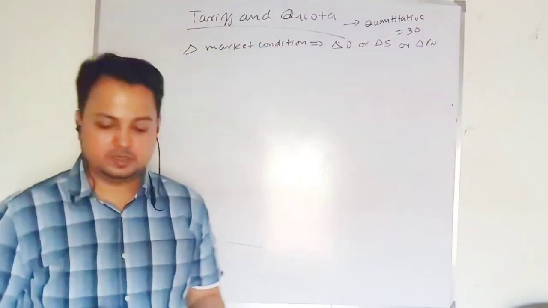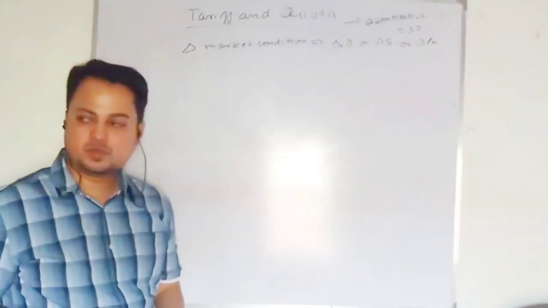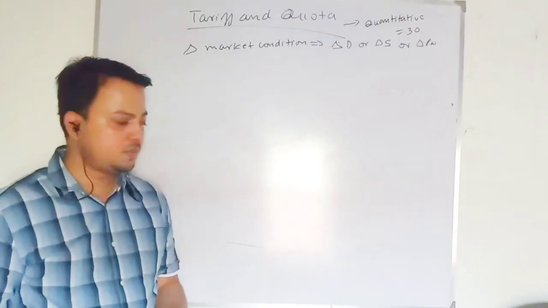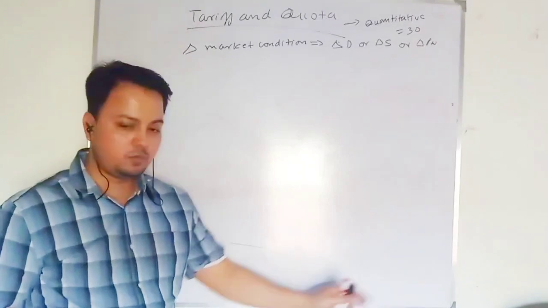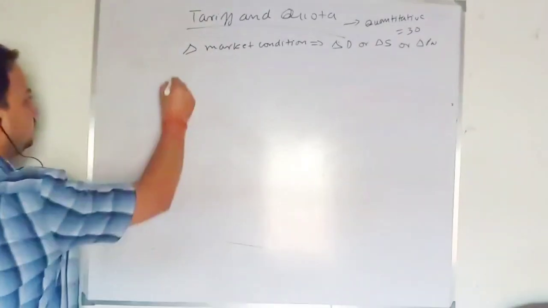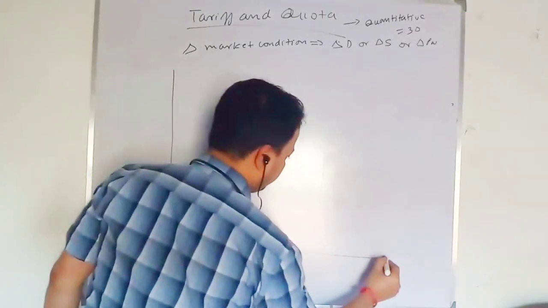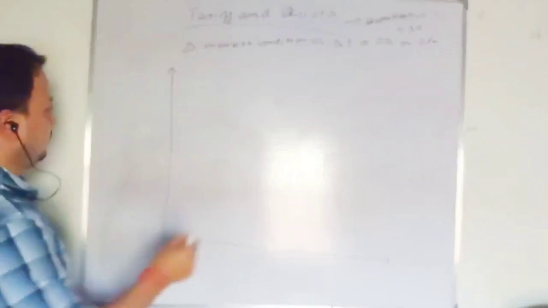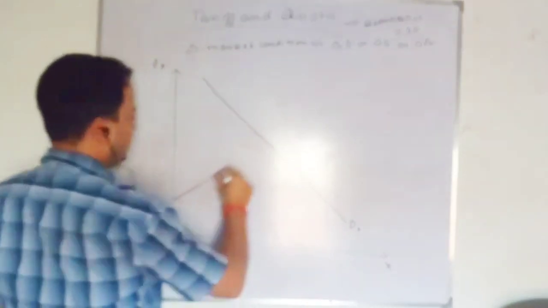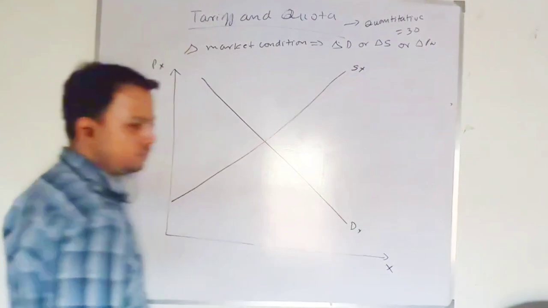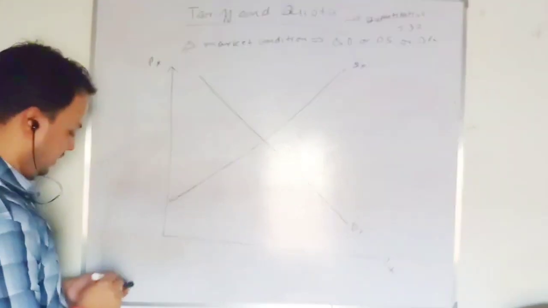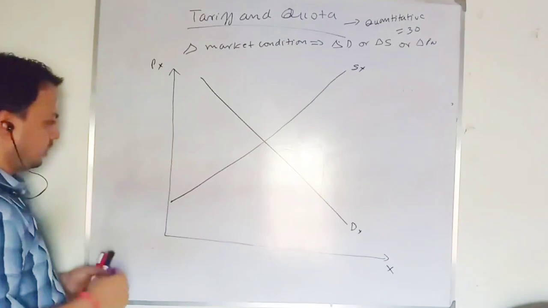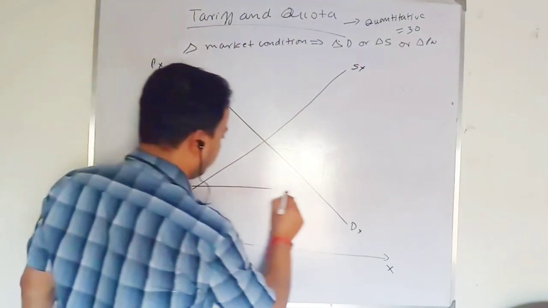Suppose in the domestic country, the income of the people increases, or there is a change in taste and preference, and more people start to prefer this commodity X. So this is your demand curve for X commodity. This is price of X, and this is the supply curve of commodity X. And you have the world price, say this one.